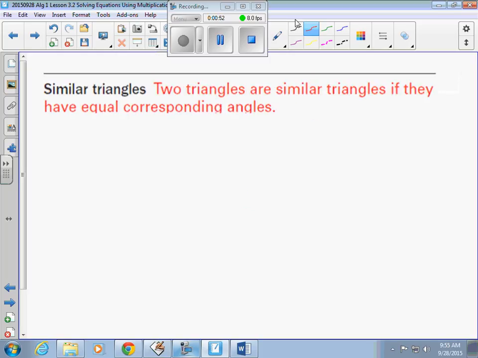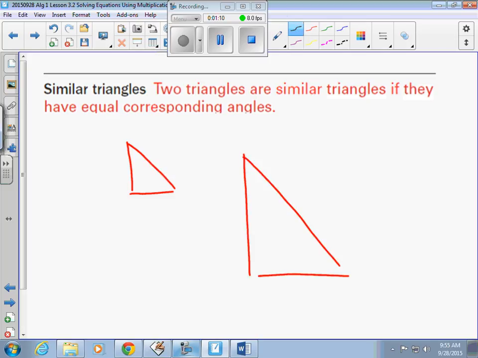Similar triangles are two triangles that have equal corresponding angles. Similar does not mean the exact same. This triangle is similar to this triangle, even though clearly they are not the same. They have 90-degree angles. This angle is the same angle as this one, and this angle here is the same angle as this one. The lengths of the sides are very different, though. Similar triangles: same angles, not the same sides.